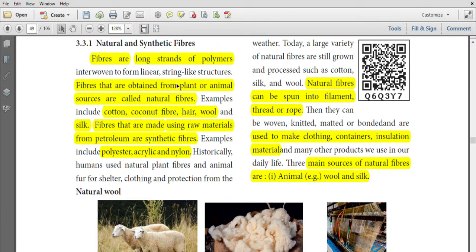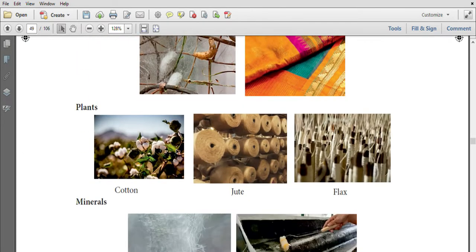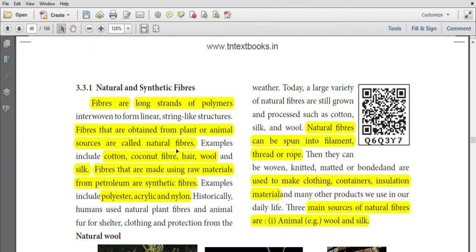Fibers that are obtained from plant and animal sources are called natural fibers. Cotton, coconut fibers, hair and wool, silk are natural fibers. Fibers that are made using the raw materials of petroleum are synthetic fibers. Polyester, acrylic and nylons are examples of synthetic fibers. Natural fiber can be spun into a filament, thread and rope. It is used for making cloth, containers, insulation materials.